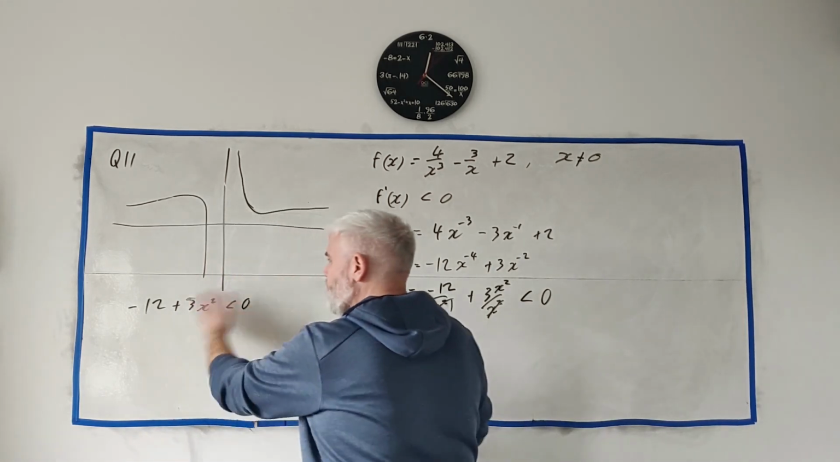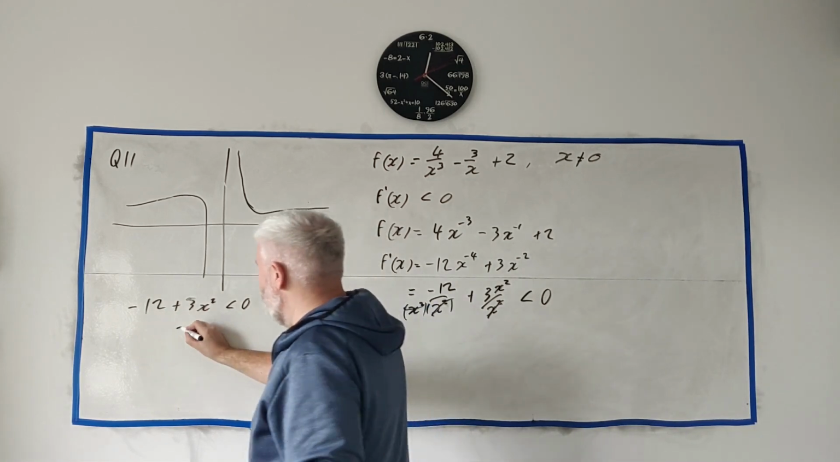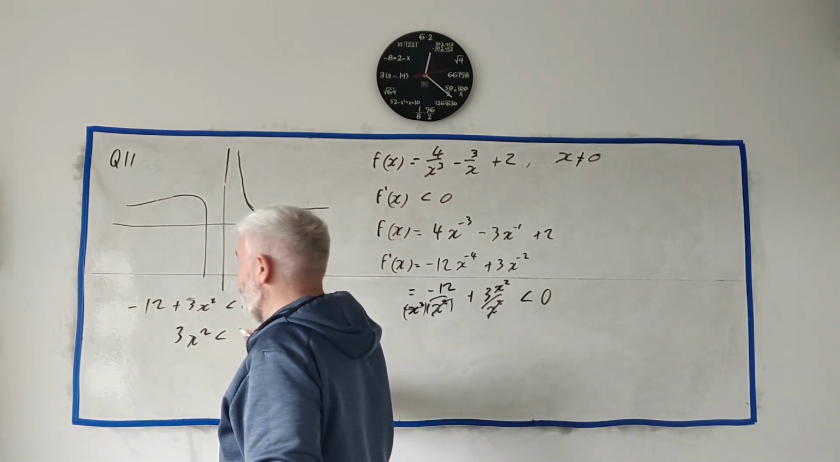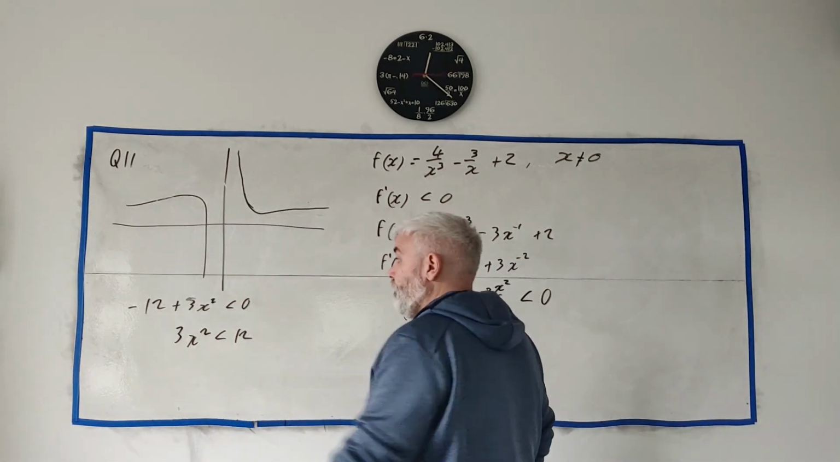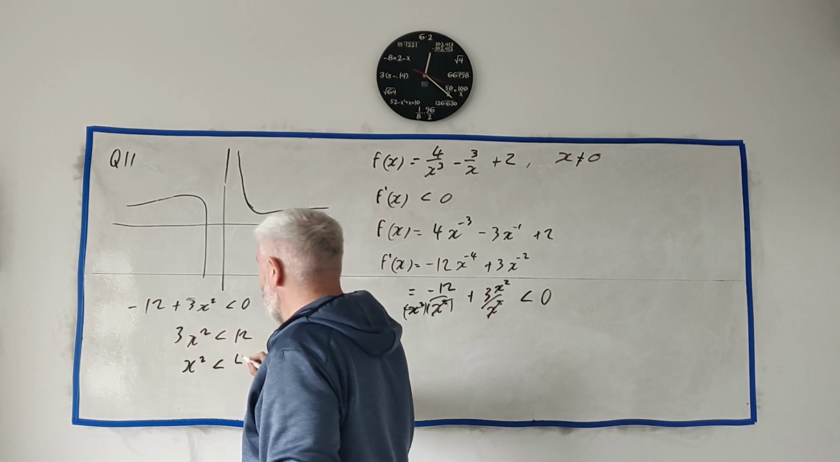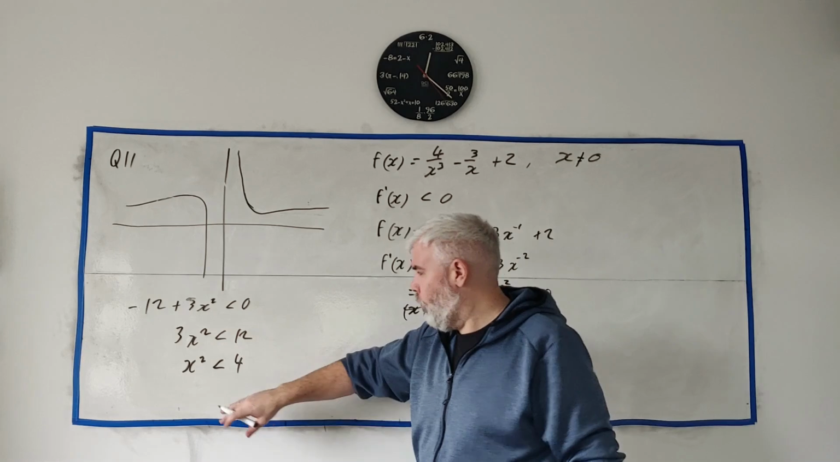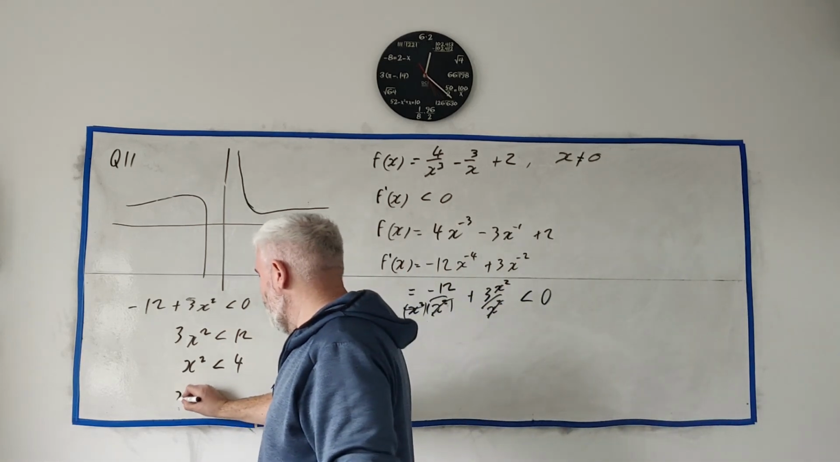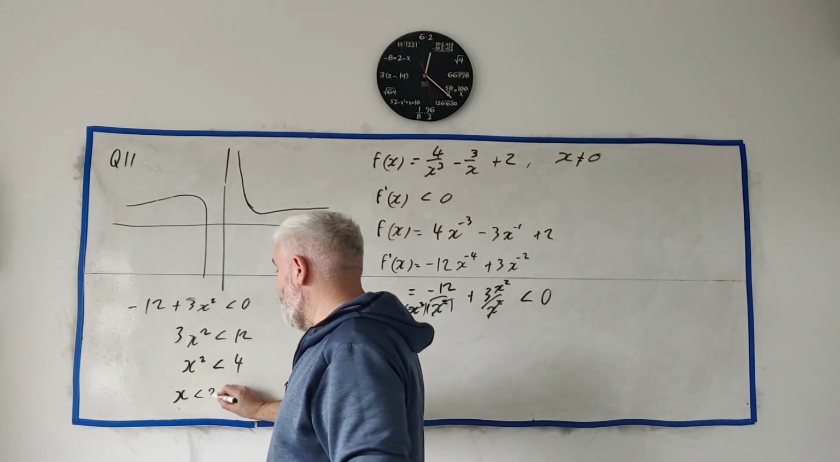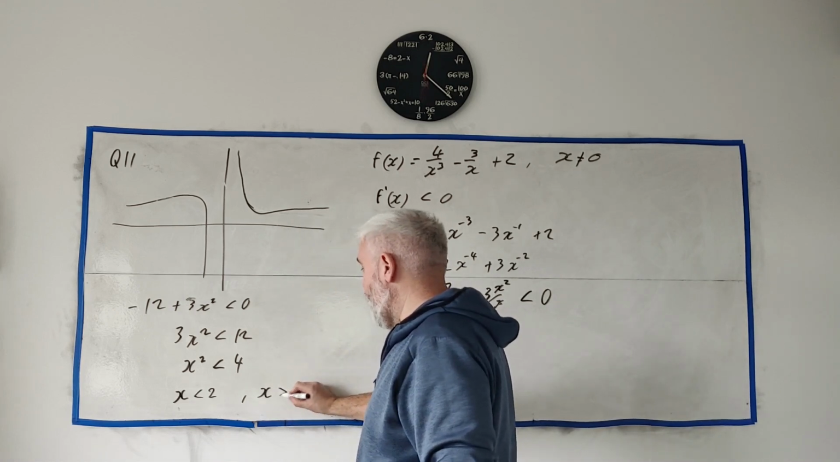is less than 0. Let's rearrange, we're allowed to add to both sides. So we get 3x squared is less than 12. Divide both sides by 3, that's a positive number. x squared is less than 4. At this point, lots of students are just really good at doing this. They know the answer to this is x is less than 2 and x is greater than minus 2.